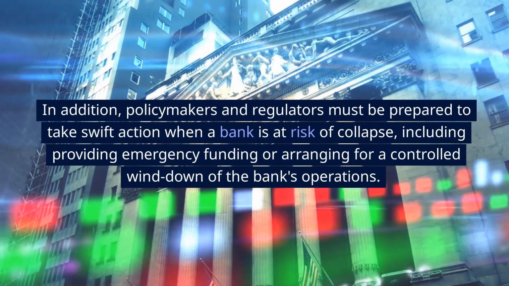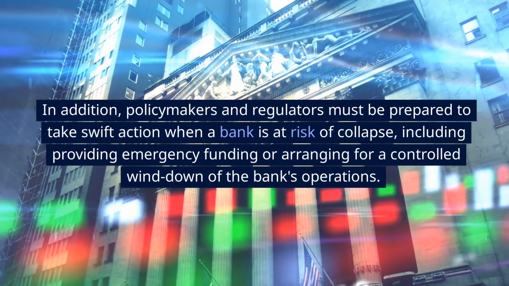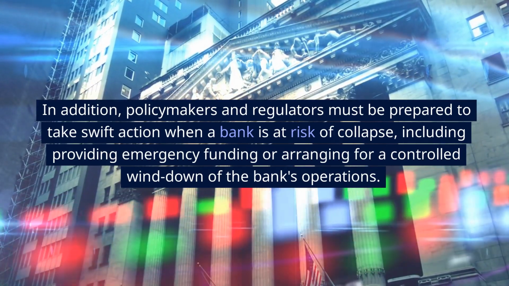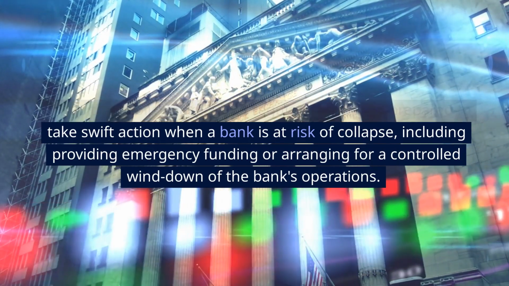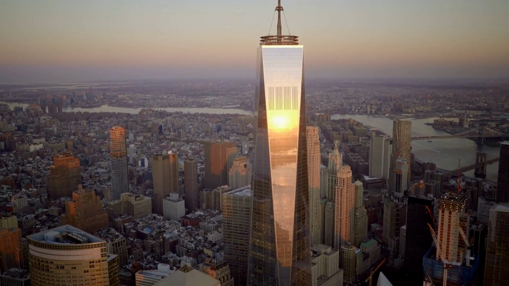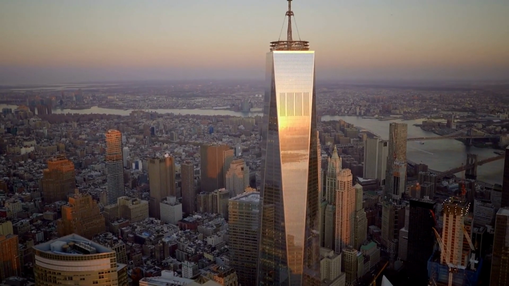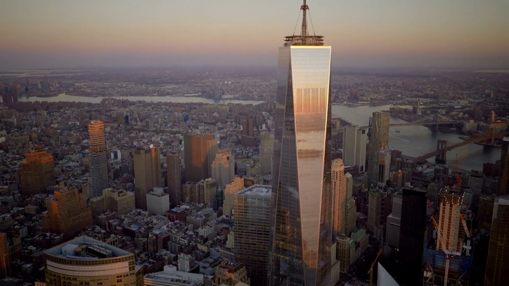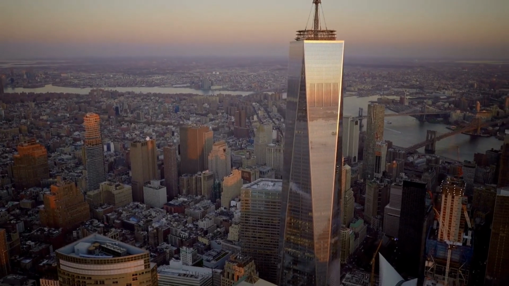In addition, policymakers and regulators must be prepared to take swift action when a bank is at risk of collapse, including providing emergency funding or arranging for a controlled wind down of the bank's operations. By ensuring that banks are properly managed and regulated, we can help to prevent future bank failures and protect the stability of the financial system, which is essential for sustained economic growth and development.